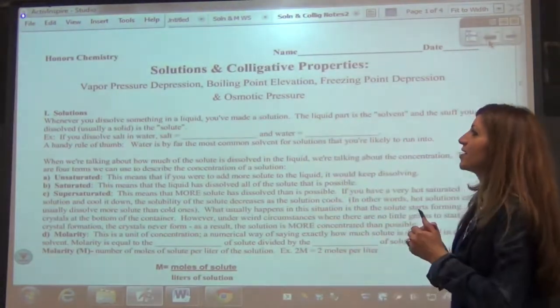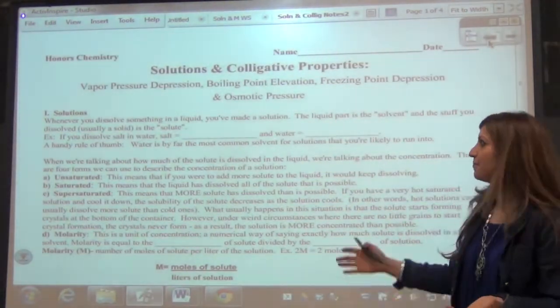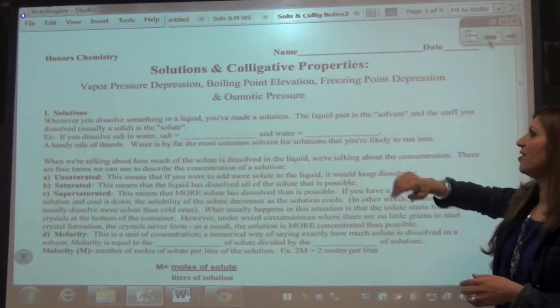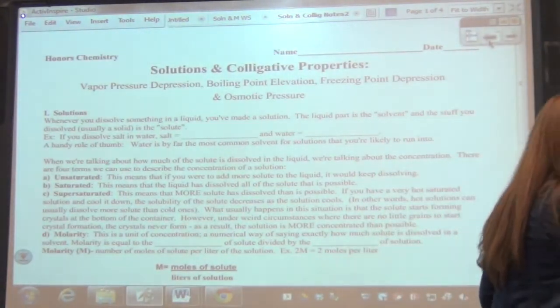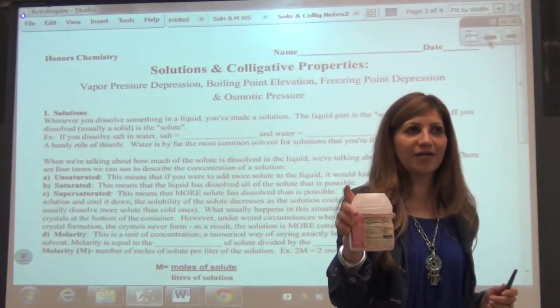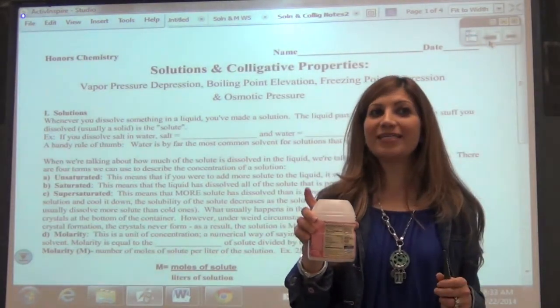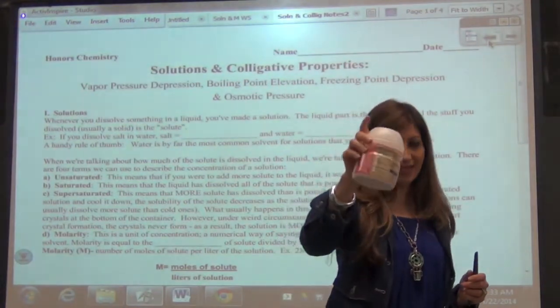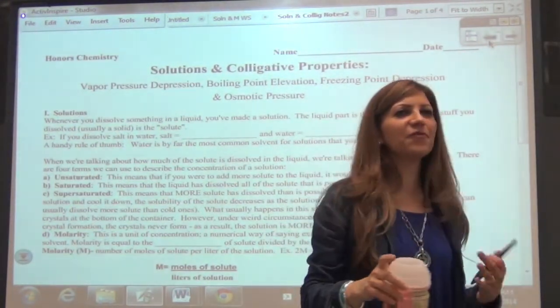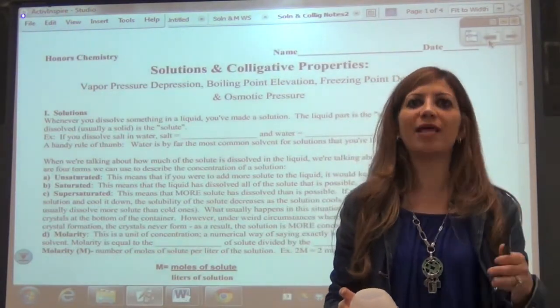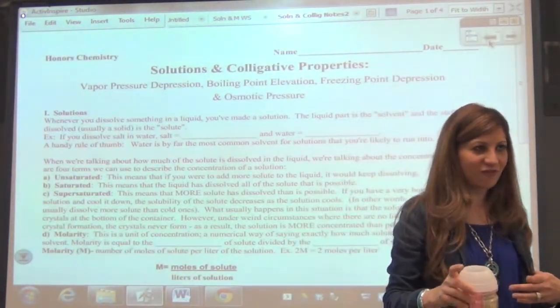So whenever you dissolve something in a liquid, you've made a solution. The liquid part is called the solvent, and then the stuff that you dissolved inside of it is called the solute. So if you have lemonade and you have water, water would be called the solvent, and the sugary stuff would be called your solute.